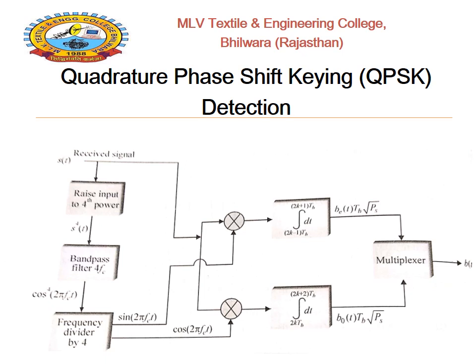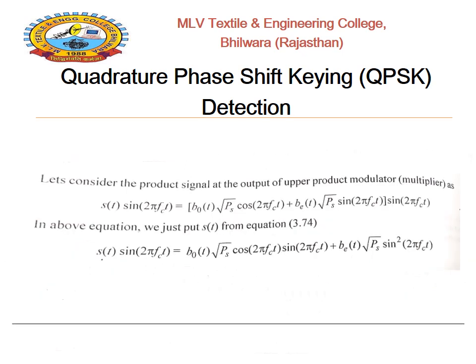So basically the integrator integrates the incoming signal for the 2 TB duration and provides the even part and the odd part, and the even and odd parts are given to the multiplexer, and the multiplexer basically provides the incoming or the input binary sequence. Quadrature phase shift detection.